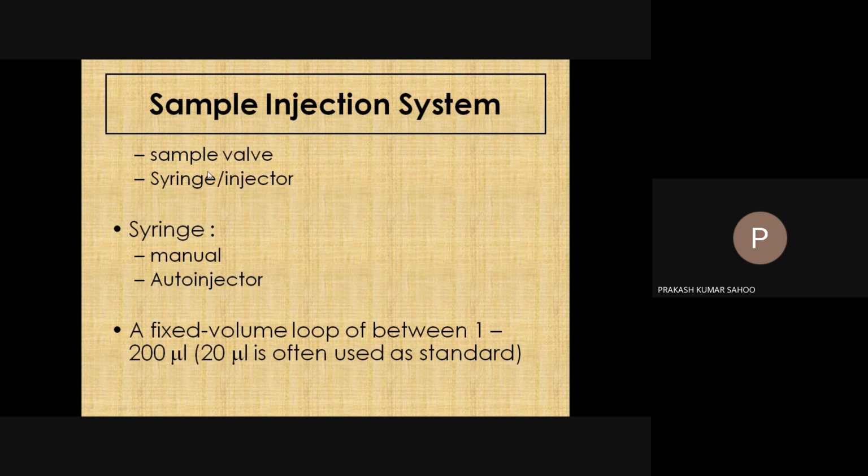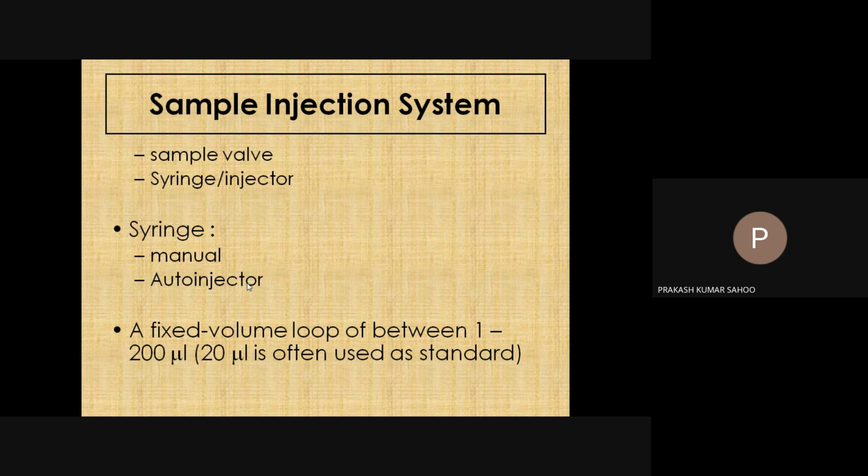Sample injection system, it will have a sample valve or syringe injector. So the two parts are there, two things are there in the sample injection system. A valve is there at which the sample is injected, and syringe and injectors are there by which the samples are injected. So it is the location and it is the apparatus. So the syringe may be manual or auto injector. So two types of syringes are there. If it is manual, then it may be a micro syringe, and if it is auto injector, this is an inbuilt system in the advanced HPLC machine.